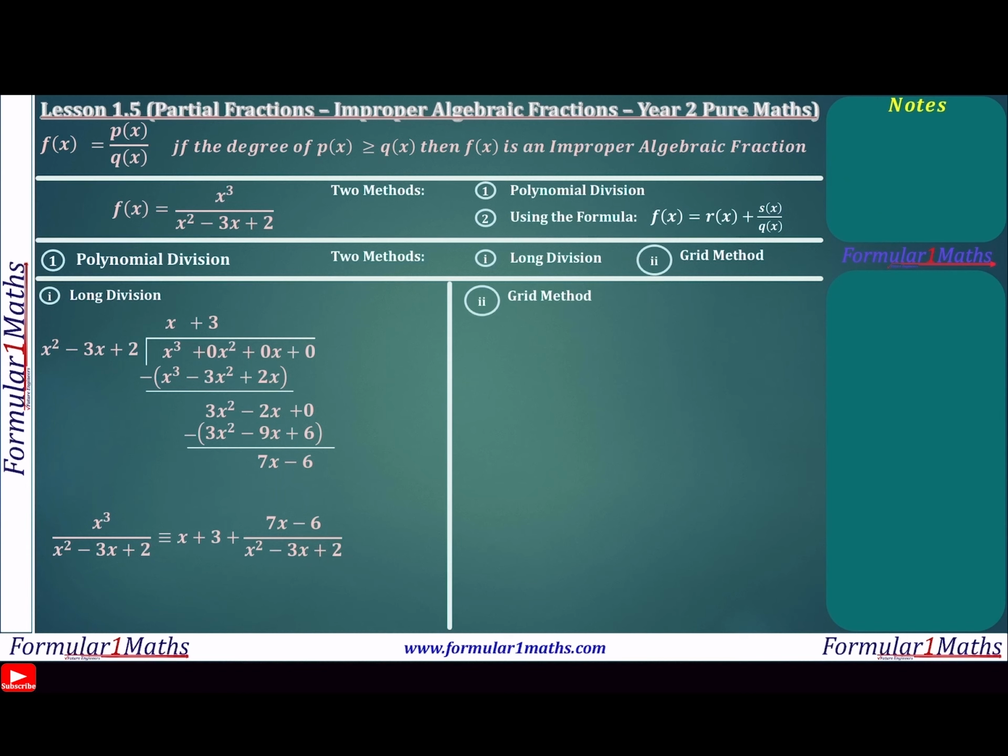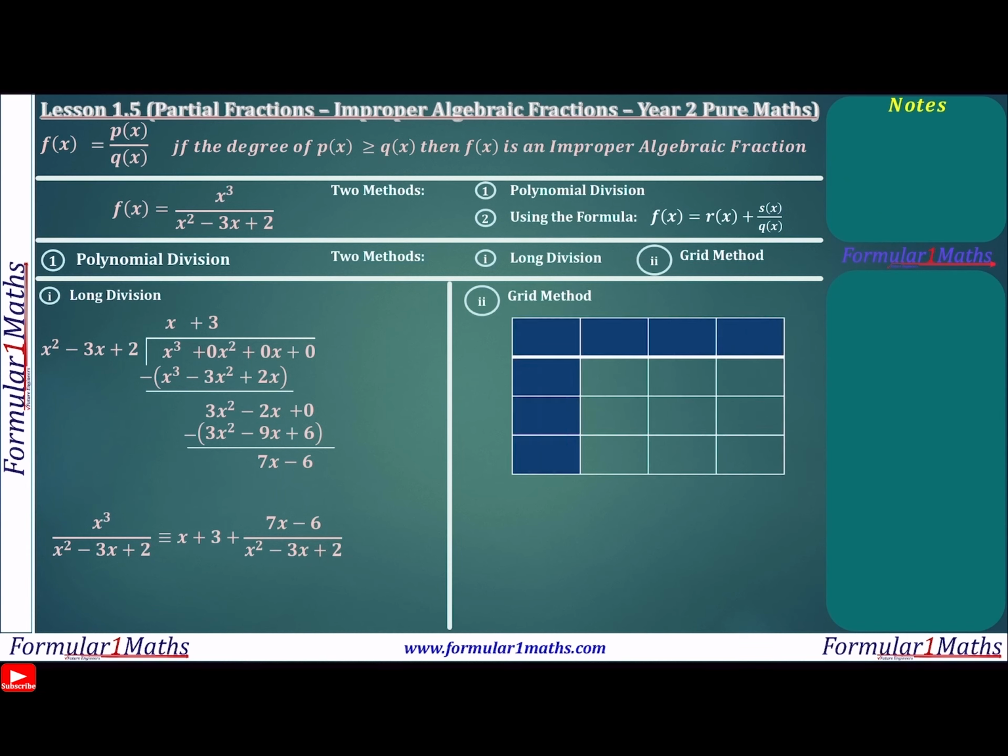So for the grid method, we are going to draw a grid like this, and then we'll proceed by putting the divisor in this column. And the divisor is x squared minus 3x plus 2. So I have x squared, minus 3x, and 2 over here.